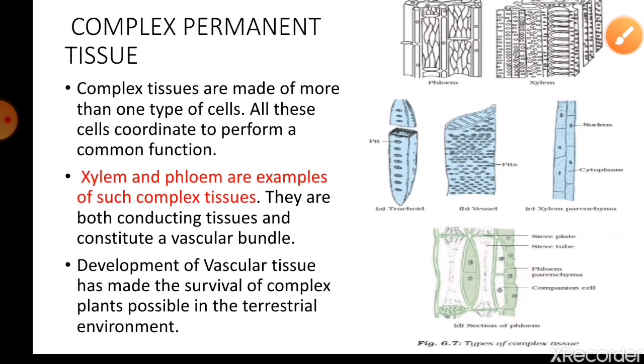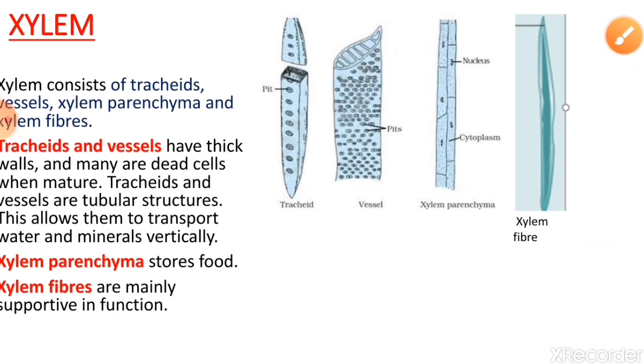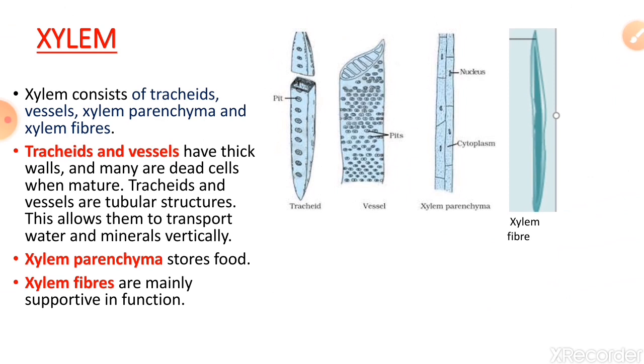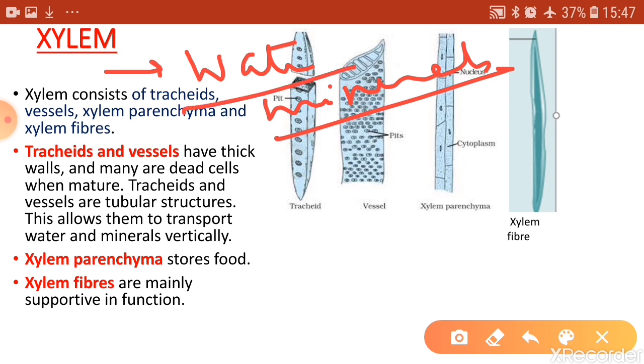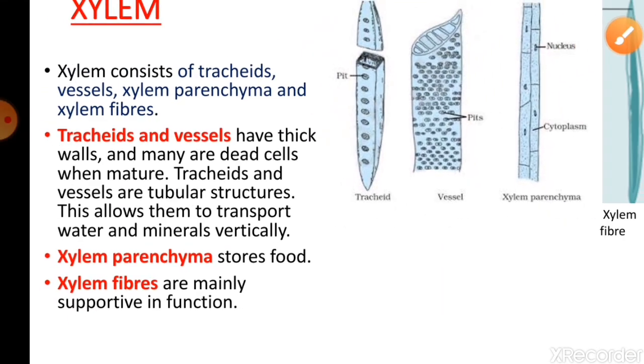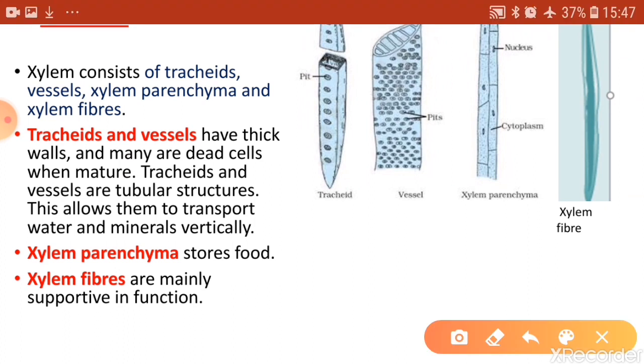Now let us study each of the tissues one by one. Xylem is a conducting tissue which conducts or transports water and minerals. So water and minerals that are absorbed by the roots are transported to the upper parts of the plants by means of xylem. The xylem is made up of four components: tracheids, vessels, xylem parenchyma, and xylem fibers.